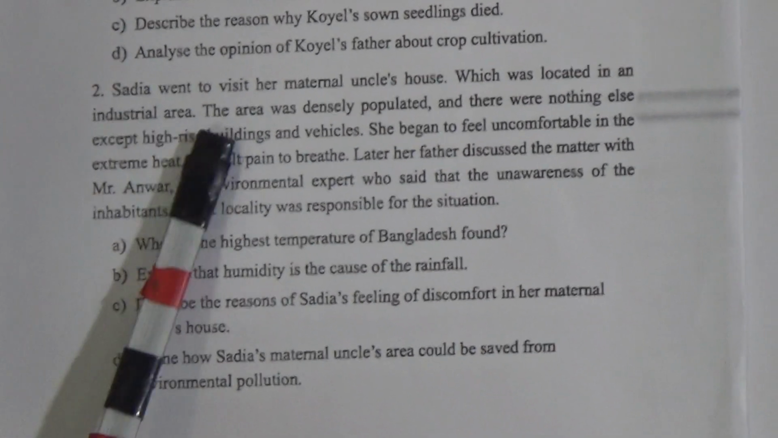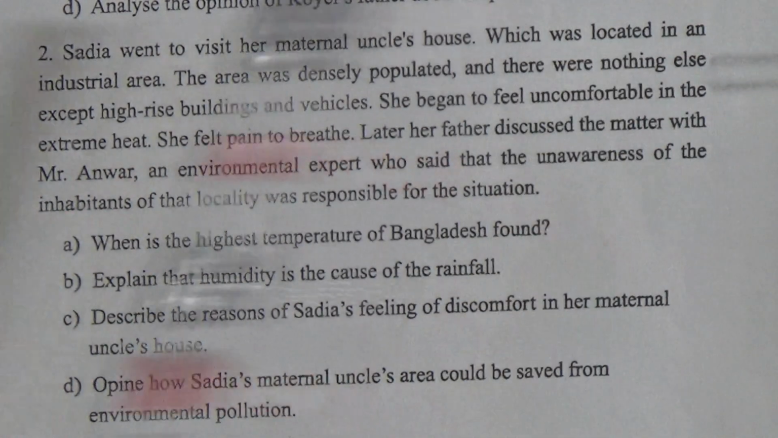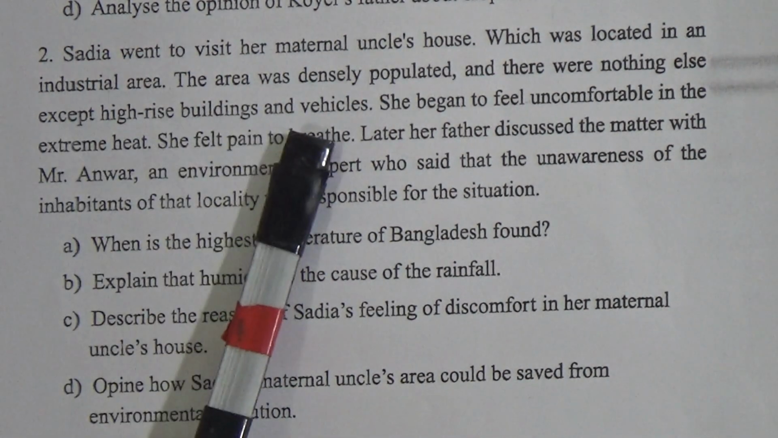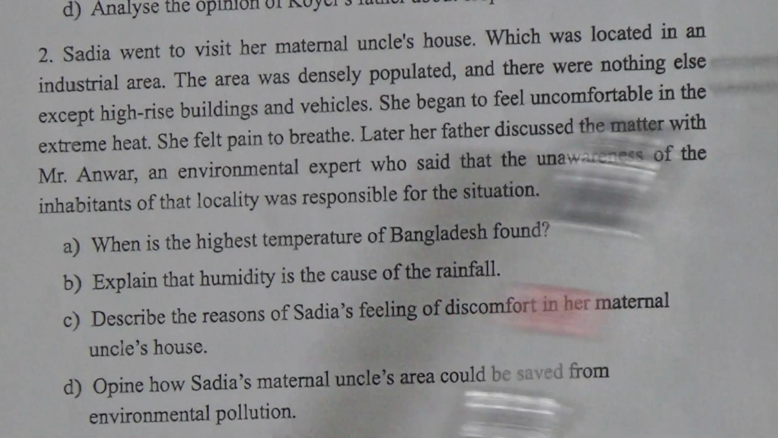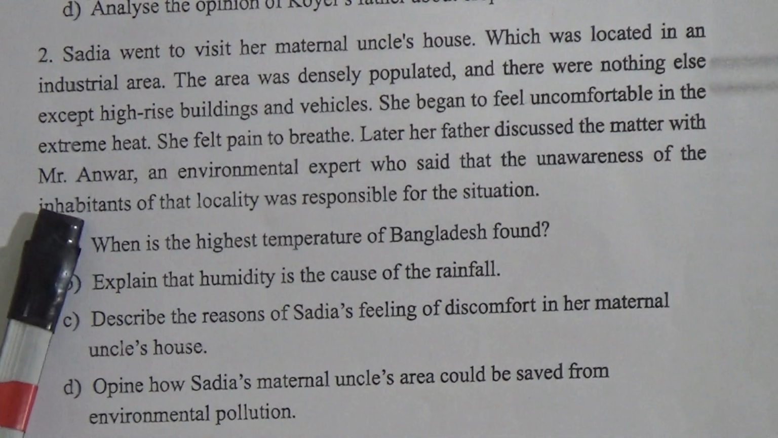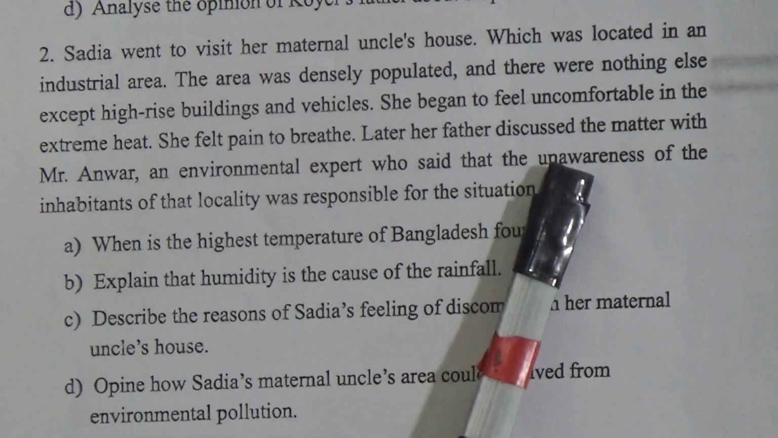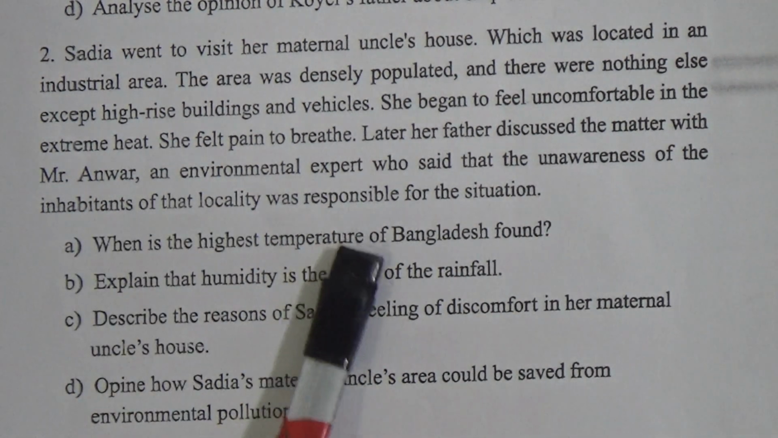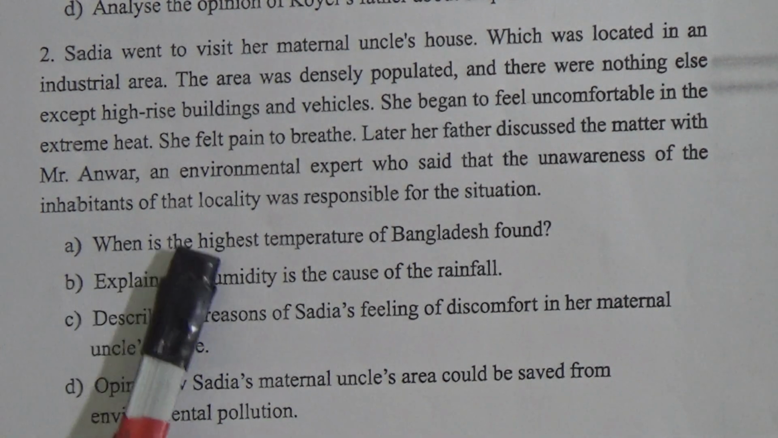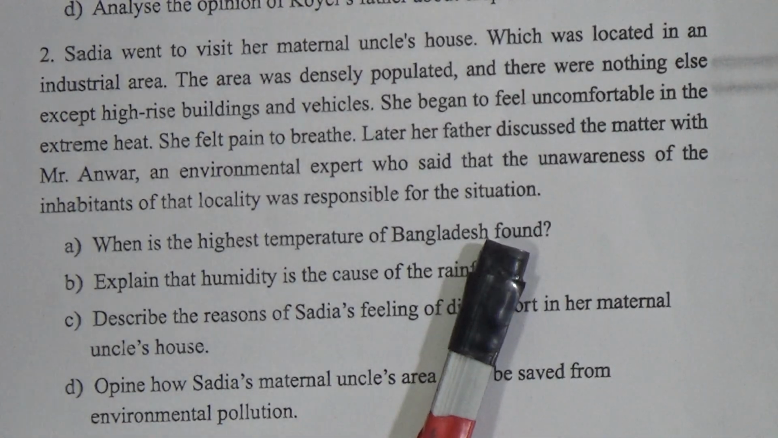Okay. Now look at CQ number 2. Sadia went to visit her maternal uncle's house, which was located in an industrial area. The area was densely populated and there was nothing else except high-rise buildings and vehicles. She began to feel uncomfortable in the extreme heat. She felt pain to breathe. Later, her father discussed the matter with Mr. Anwar, an environmental expert, who said that the unawareness of the inhabitants of the locality was responsible for the situation. Look, this is the stem. Now the question: when is the highest temperature of Bangladesh found? Now to get the answer, we will go to this page. Answer: the highest temperature of Bangladesh occurs during April to August.